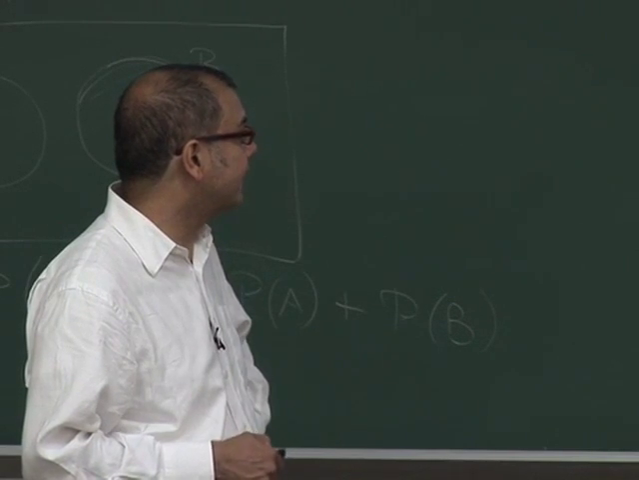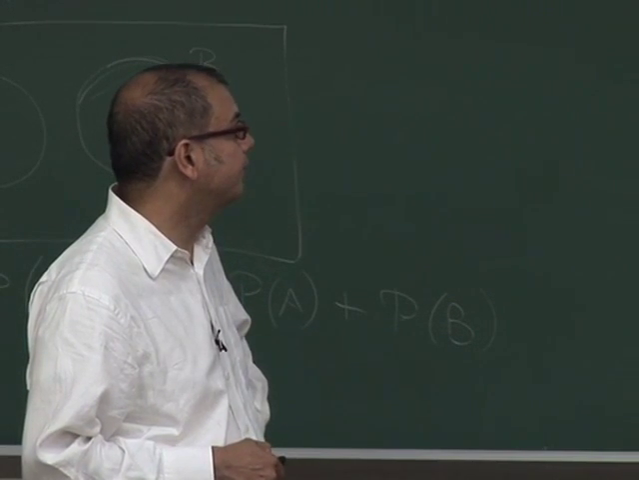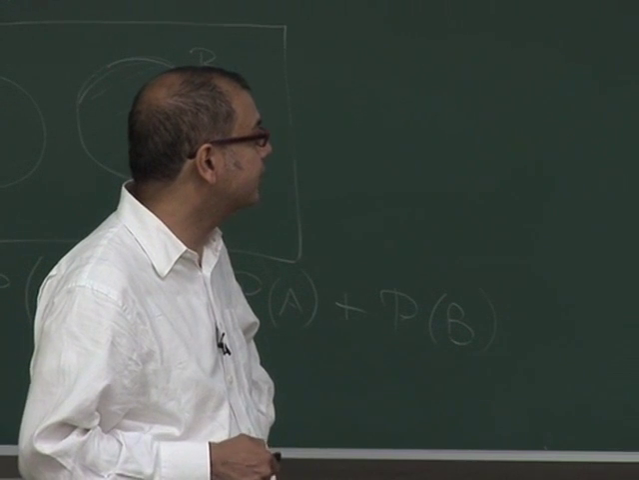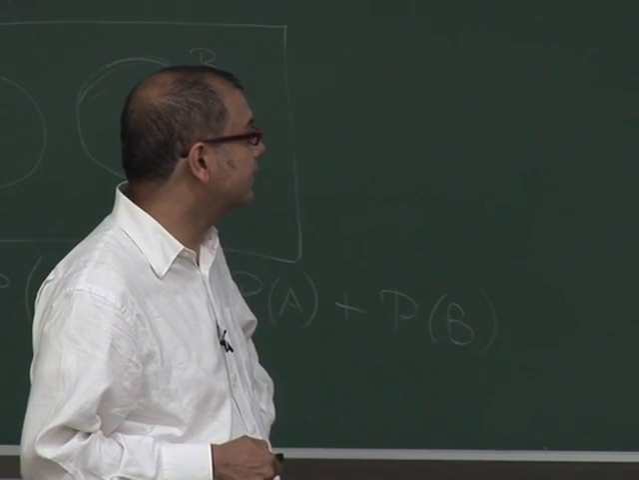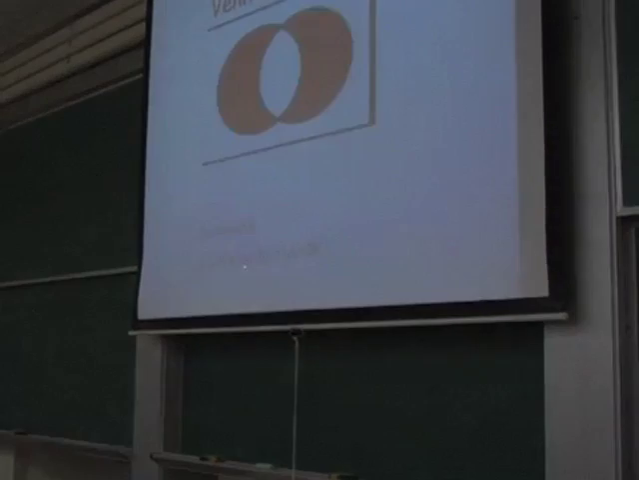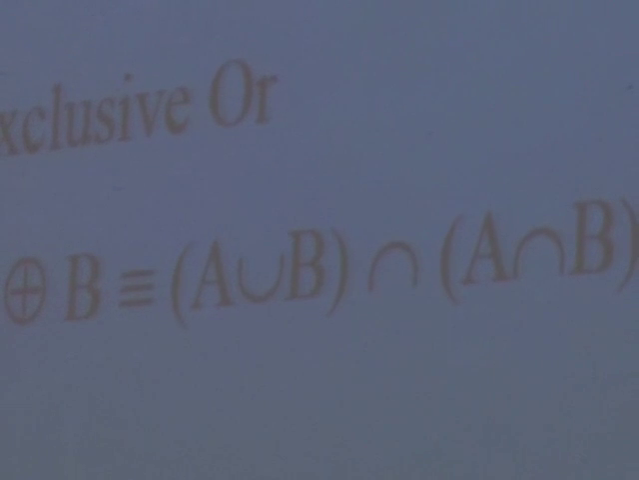And that is the sign for the exclusive OR. Okay, so a couple of notation things here. This is the sign for the exclusive OR. This is A or B, which would be this whole area, intersected with the complement of A intersection B.